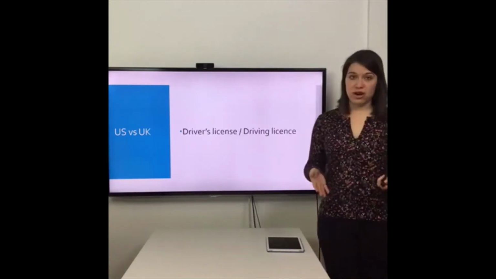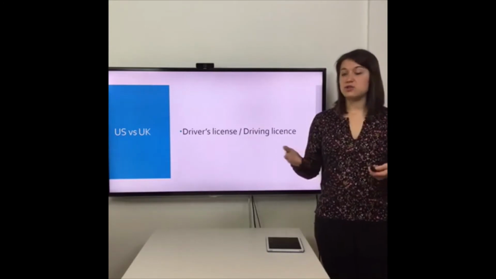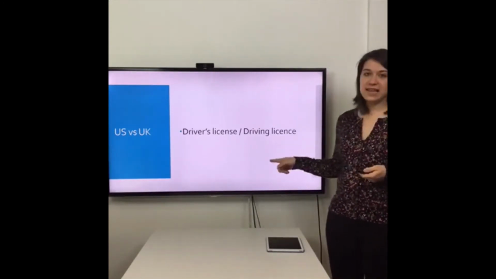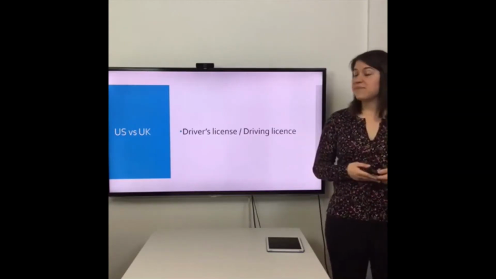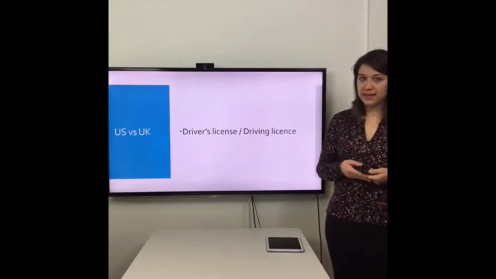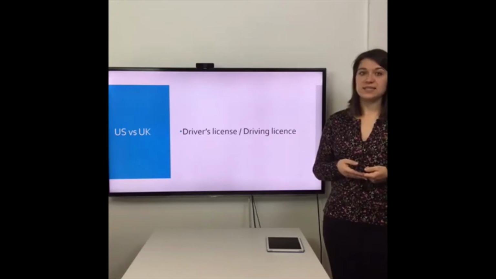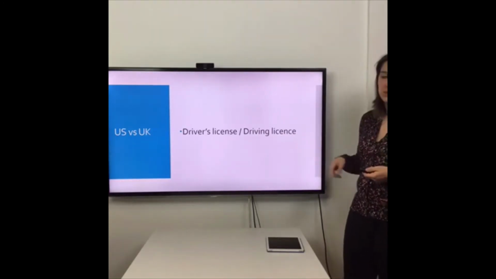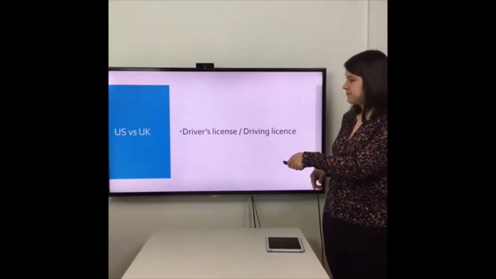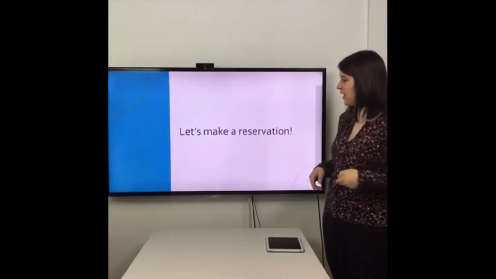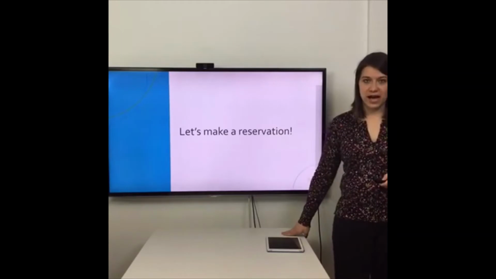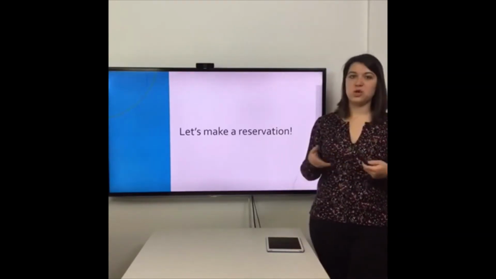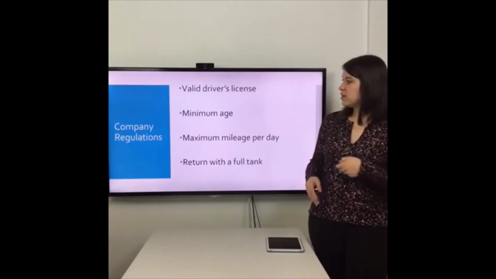In order to drive a car, you need a valid driver's license in American English or driving license in the UK. Note the difference in spelling. In American English, license is spelled with an S, and in British English, it's spelled with a C. Okay, so now that we know some vocabulary, let's start to make our reservation. So what do you need first?